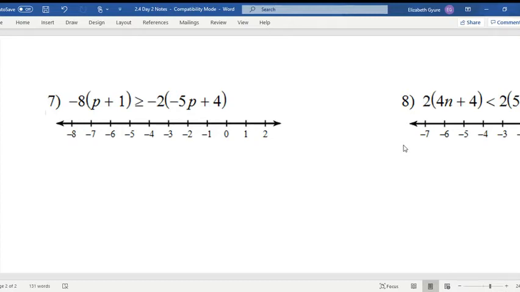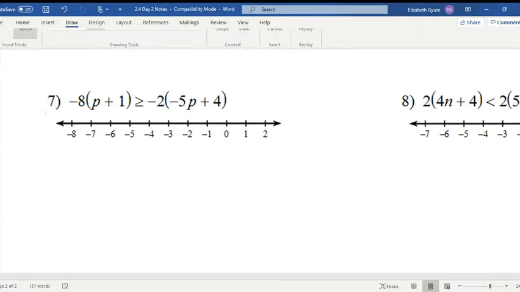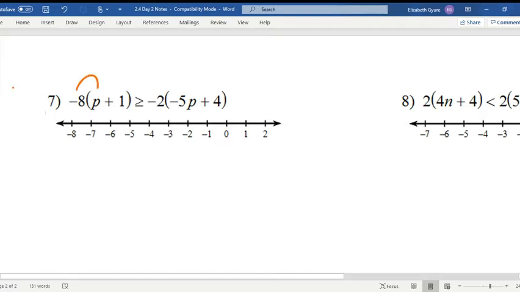All right, so number 7, we got negative 8 times the quantity p plus 1 is greater than or equal to negative 2 times the quantity negative 5p plus 4. Is that ready for our 2-column method yet? Annalise says no. We got to do a lot of distributing, and I agree. We need to distribute on the left here and the right, but that's okay.